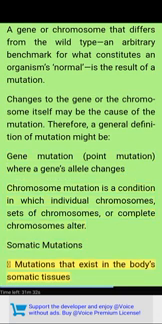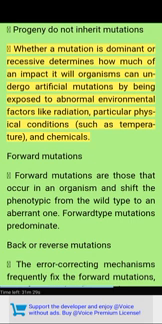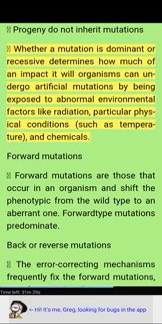Somatic mutations. Mutations that exist in the body's somatic tissues. Progeny do not inherit these mutations. Whether a mutation is dominant or recessive determines how much impact it has. Organisms can undergo artificial mutations by being exposed to abnormal environmental factors like radiation, particular physical conditions such as temperature, and chemicals.